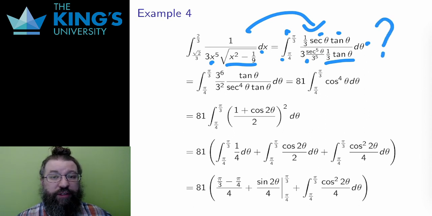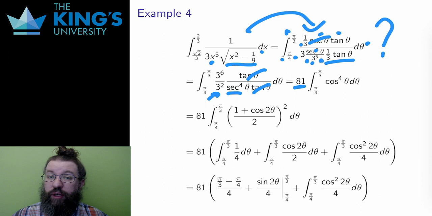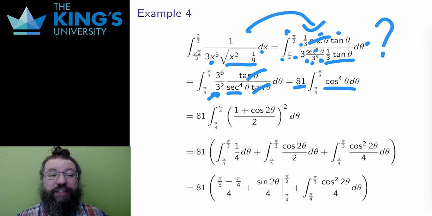I have a bunch of 3s and various numerators and denominators. By simplifying the nested fractions, I'm left with 3 to the 6 in the numerator and 3 squared in the denominator, which works out to 81, and I pull that out. The secant in the numerator cancels to leave secant to the 4 in the denominator, and the tangents cancel out, and the secant in the denominator can be written as a cosine in the numerator, so it all boils down to this trig integral.